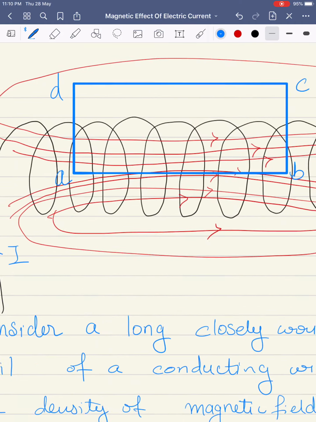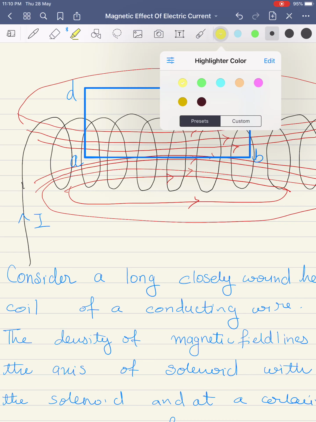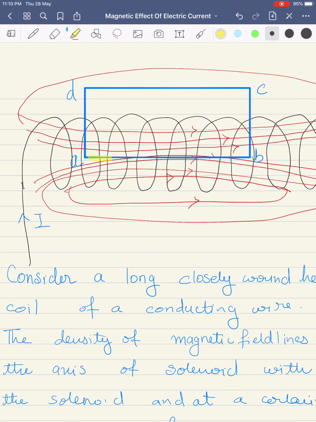So if you look over here, you will come to know that the loop AB is along the direction of the magnetic field. So the magnetic field and the length both are parallel. So B vector dot dl is making an angle of 0 degree. But when I say about the length BC and length DA, the length is perpendicular to the magnetic field. If the length is perpendicular to the magnetic field, then the dot product will be 0.